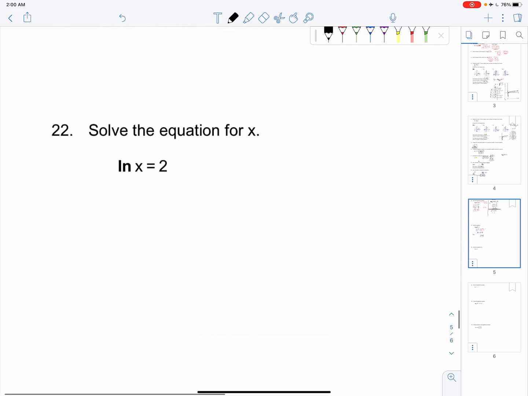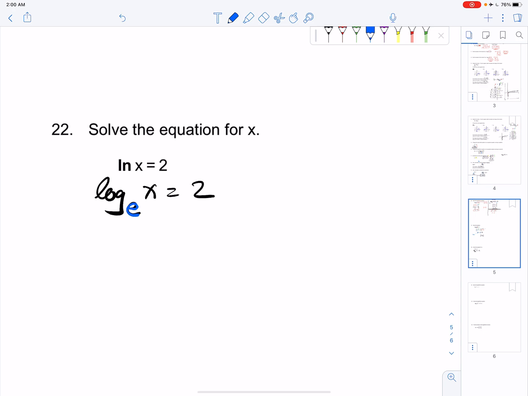Number 22. Oh, there's that old natural log business. Until you get used to it, you might want to just call it log base e, so you know where all the little pieces and parts are going. Now that I see that, I can see base e raised to the second is all going to equal x.